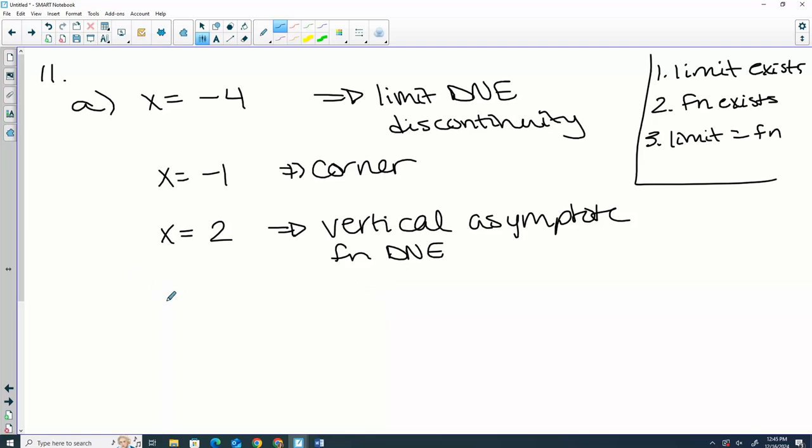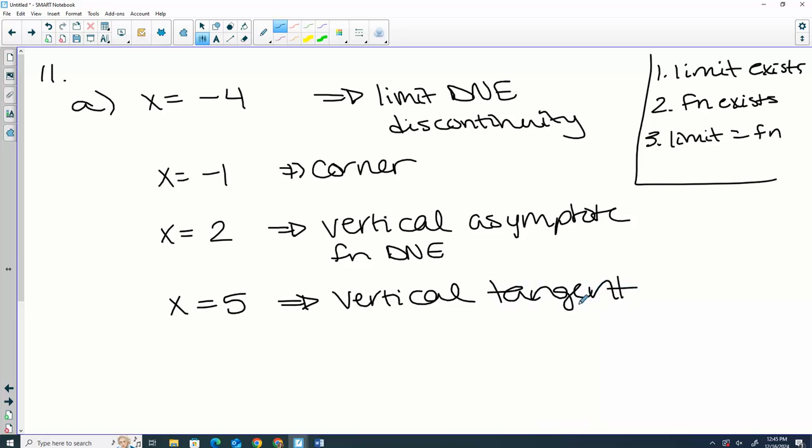5. What's wrong with 5? Too steep. Vertical tangent. I knew it was going to come in here somewhere. I thought I wrote it down somewhere, but I didn't.